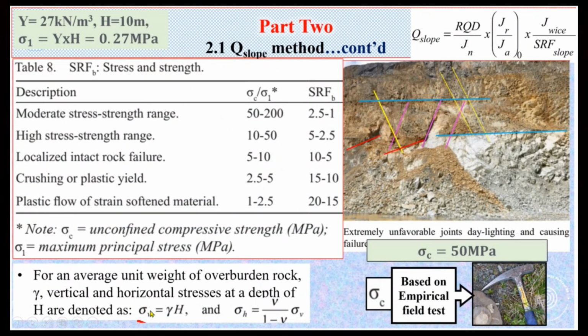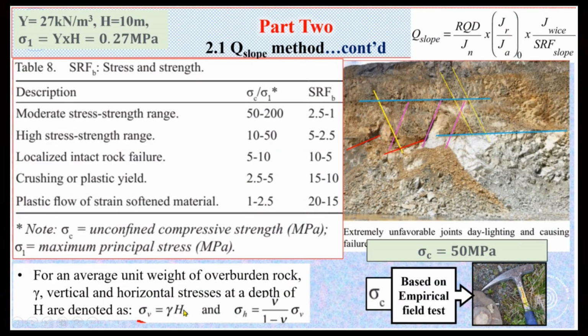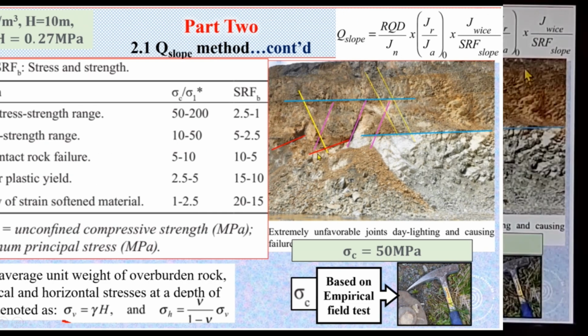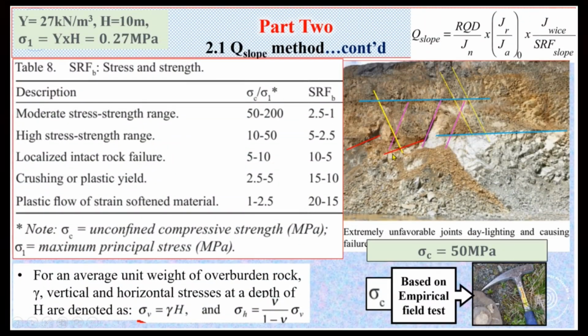So the vertical stress can be determined, and the vertical stress is considered as the maximum principal stress, and the horizontal one is considered as minimum. We are interested in the maximum principal stress, so sigma 1 will be the vertical, that is gamma times unit weight times height. We can measure or estimate the height, and also we can estimate the unit weight of this material, and then the unit weight times the height will give us the sigma 1 value.